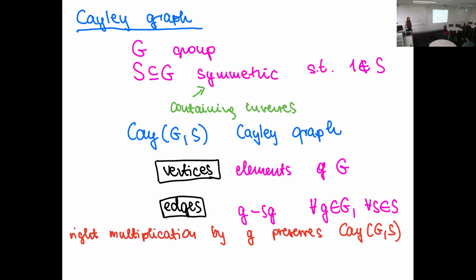And if you multiply every vertex on the right by an element of your group, then all of these connection sets will be preserved, because then you'll have g times something is adjacent to sg times something. So right multiplication by your group preserves this. So that is an automorphism. So it's clear that your group lies inside the automorphism group of the Cayley graph. So now the question is, is it the same?